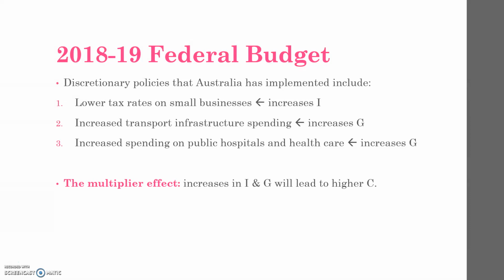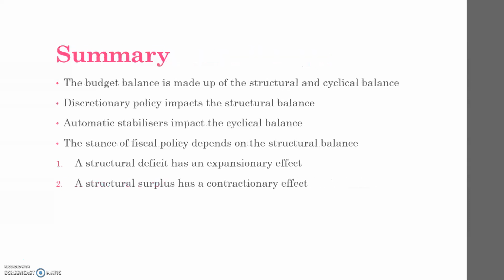As investment increases and as government expenditure increases, the resultant increase in income will then lead to higher consumption as people are paid more. So small business owners might hire more workers due to that increase in I, and thus pay these workers a wage, and those workers would then end up consuming more. In the government sector, increased spending on public hospitals might result in more doctors being hired or more nurses being hired, and these doctors and nurses then spend money in the economy, which increases consumption. So always consider the multiplier effect when you're thinking about these sorts of questions.